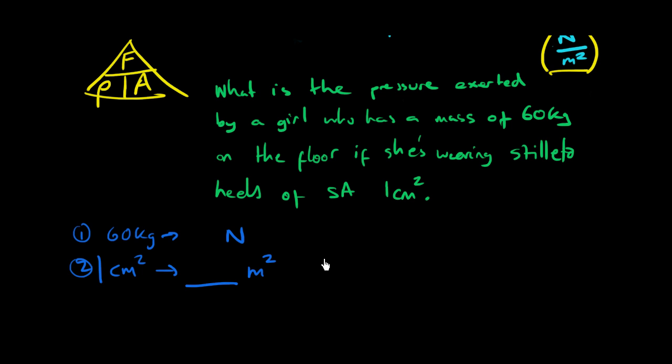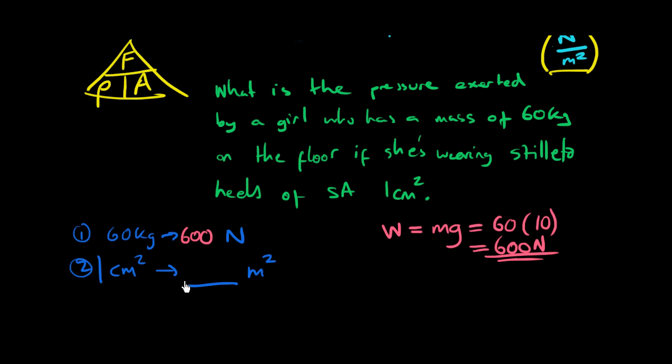What is the first thing to do? Well, kilograms, to go into newtons, we need to use the very important formula that weight, which is a force, is equal to the mass of something times the gravitational acceleration, which is 10. So the mass is 60, we multiply it by 10, which is the gravitational acceleration, we get a weight of 600 newtons for the girl, and we now have half of the job done of the conversions.